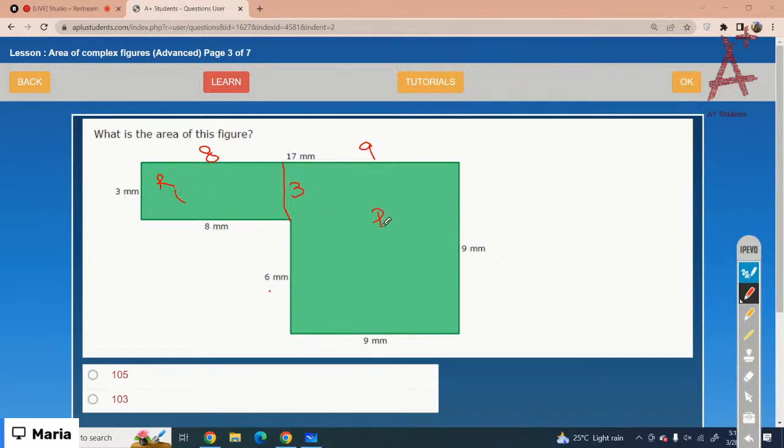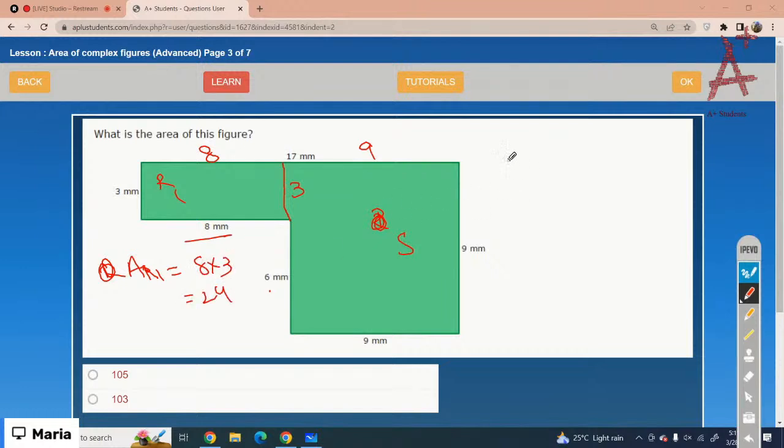Or the area of this. This is a square, not a rectangle. Got it? So it would be 8 times 3. When you calculate the area of this rectangle, it would be 8 times 3. 8 times 3 is 24.